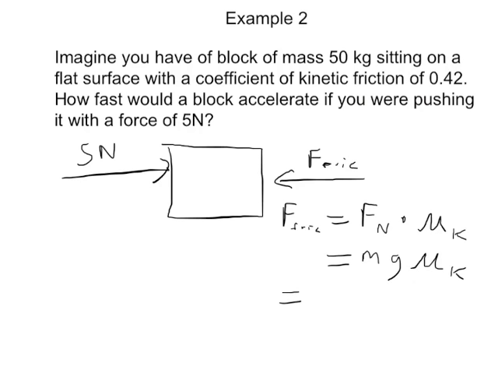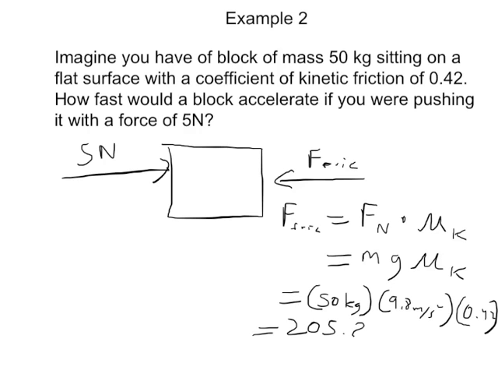We have 50 kilograms times 9.8 meters per second squared times mu k, which is 0.42. As you may have noticed, mu is always unitless. And we calculate that out, and that equals 205.8 newtons.